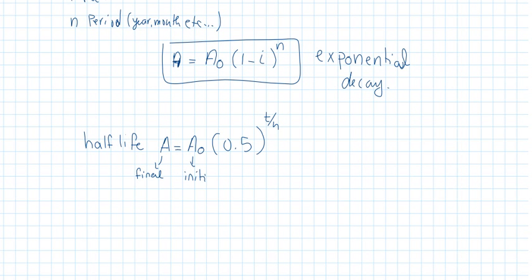The reason why this is called half-life, because your base is 0.5. 0.5 is a half. Okay, so that's your base, and that's why it's called half-life. T is the time, and H is the half-life time.